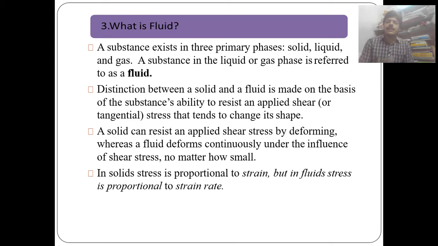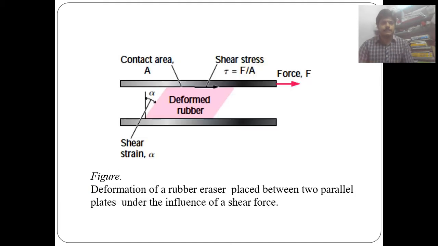What is meant by strain rate? It is called the deformation rate because the fluid deforms continuously under the application of the tangential force, which is called shear force or shear stress. Strain rate is also called the velocity gradient because it deforms continuously.